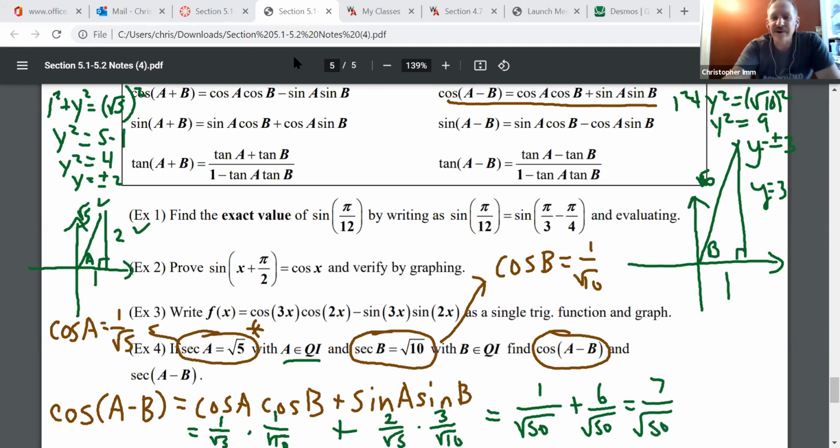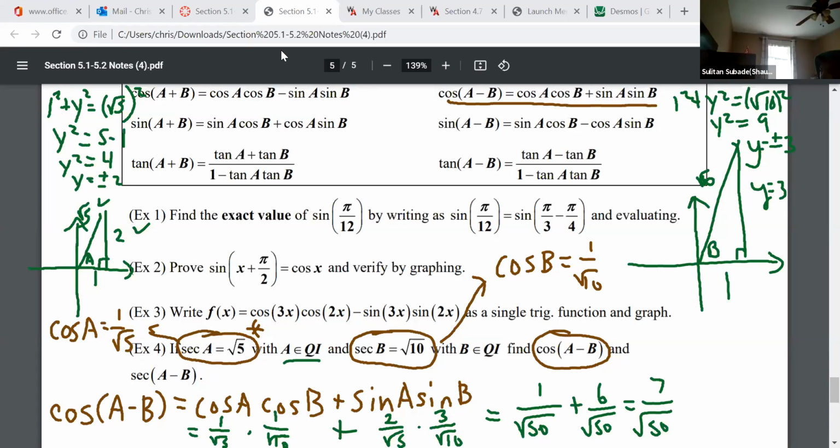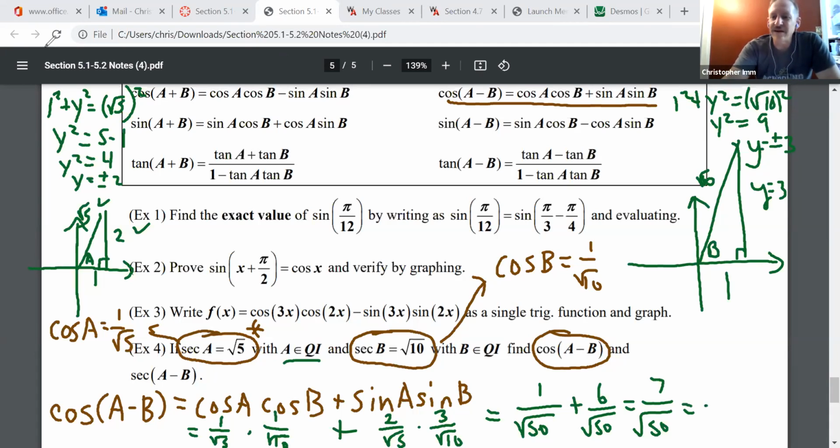Is there anything like a perfect square I can take out of square root of 50? Does anybody see anything? Um, 25 and 2. 25 and 2 work. Thanks, Sean. So yeah, so this is going to be 7 over 2 times 25, and 25 is a perfect square. So I can take out 5. So for cosine of A minus B, I'm going to have 7 over 5 root 2.